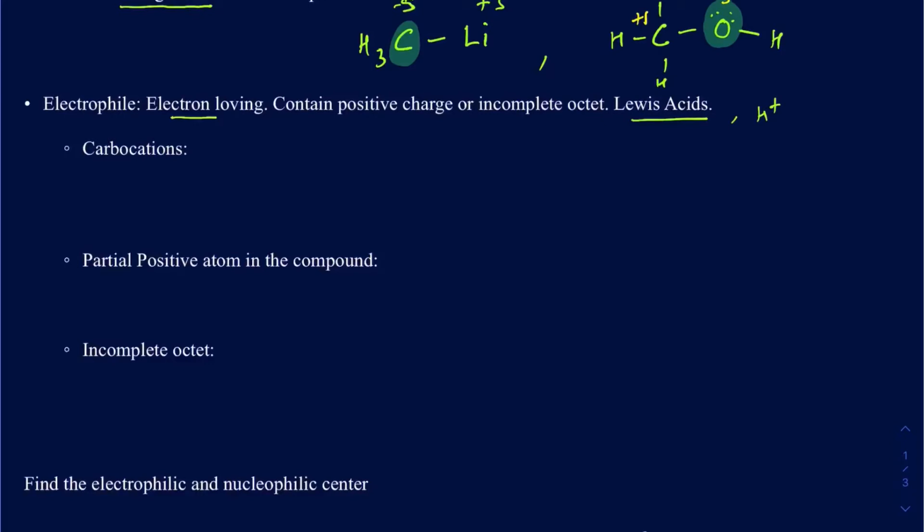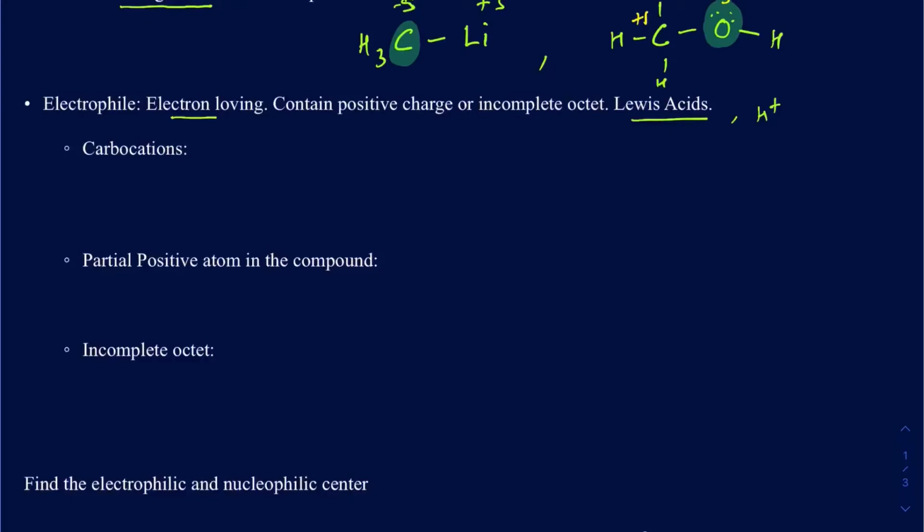Now, you don't really call H plus an electrophile for the most part, but it still can accept a pair of electrons, or it still can have an affinity for the electron pair. So for the most part, the H plus is usually called an acid, but acids are indeed going to be your electrophiles. So let me give you a few examples where you have these electrophiles.